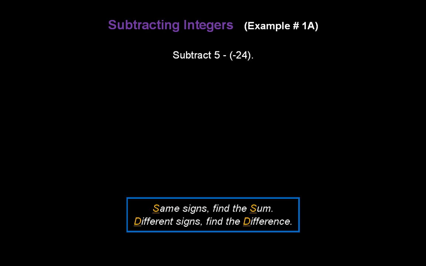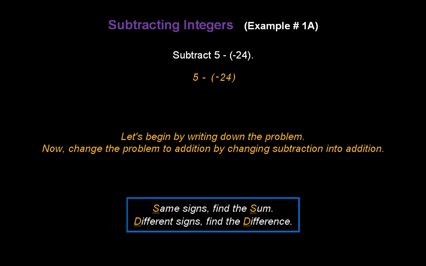Subtract 5 minus a negative 24. First, begin by writing down the problem: 5 minus negative 24. Now change the problem to addition by changing subtraction into addition. Then change the sign on the next number. Negative 24 will become positive 24.